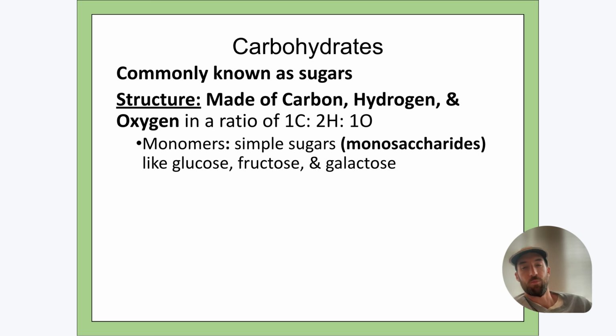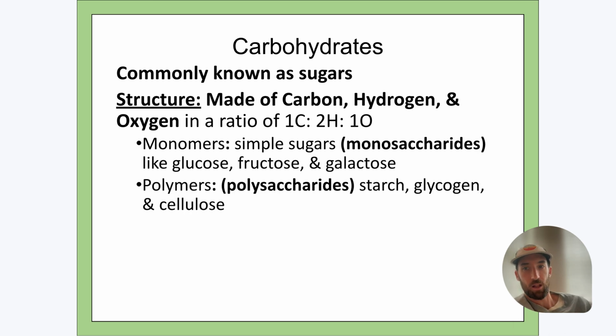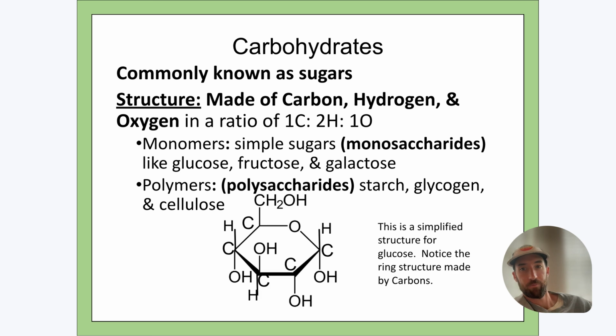Monomers are simple sugars, also called monosaccharides. Monosaccharides are specifically carbohydrate monomers. Saccharide means sugar, so mono is one sugar. Likewise, you also have polysaccharides, which is many sugars. So monomers include simple sugars like glucose, fructose, and galactose. Polymers of carbohydrates include starch, glycogen, and cellulose.